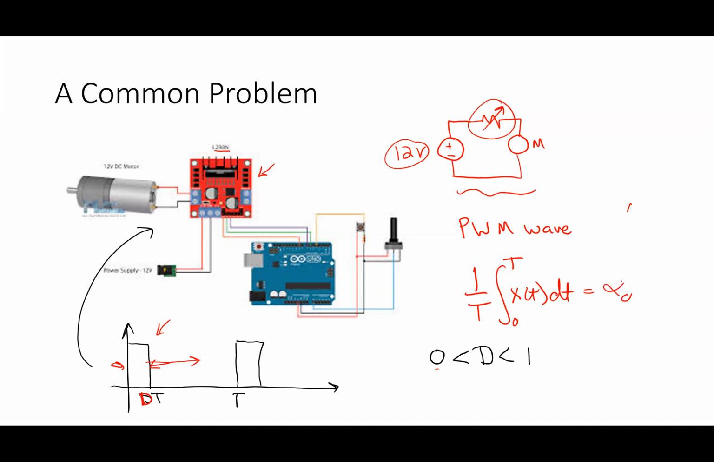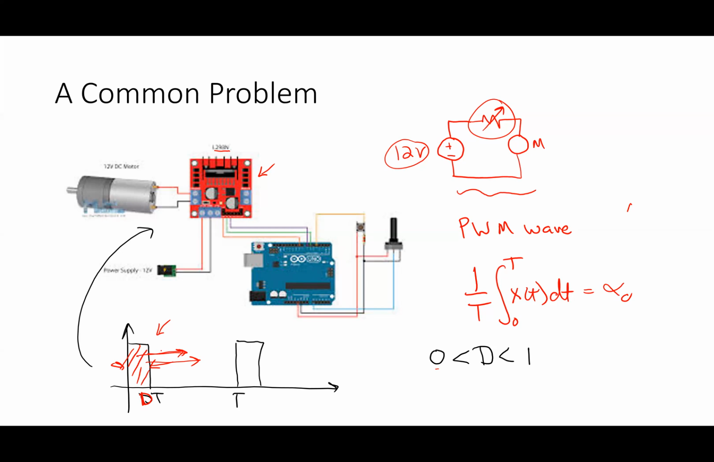So if I make this pulse width wider, what's going to happen to that DC value? It's going to be bigger. If I make it more narrow, the average value is going to get smaller, because the area under the curve gets bigger if I make this pulse bigger.